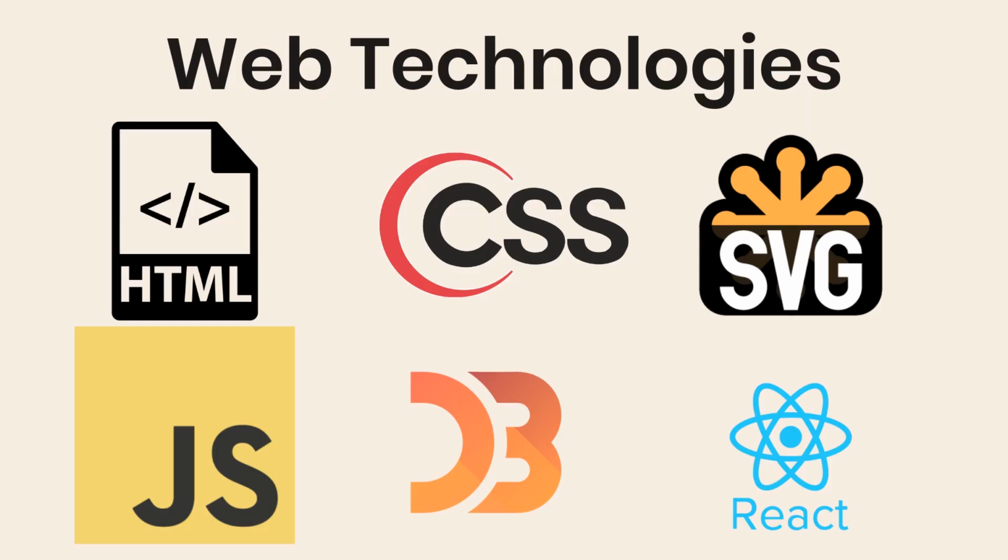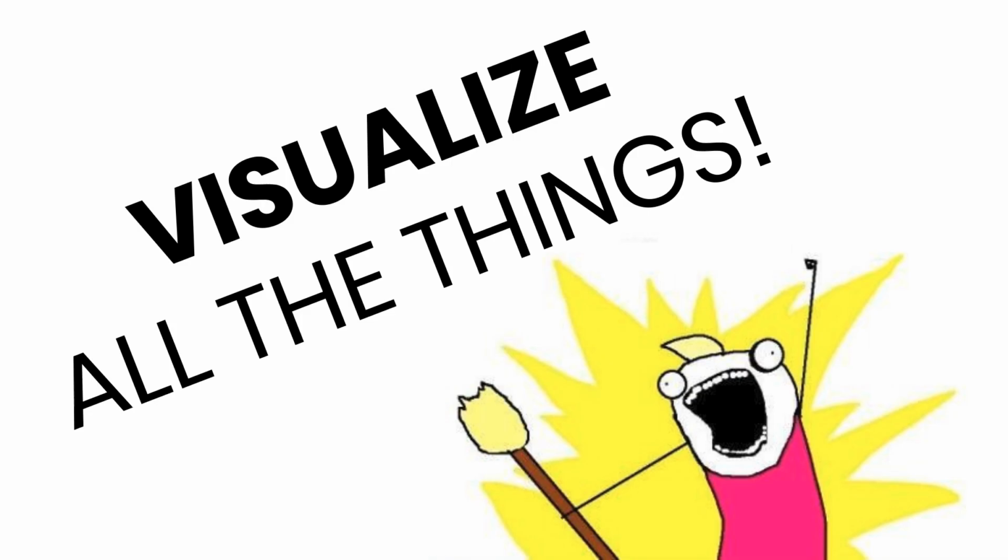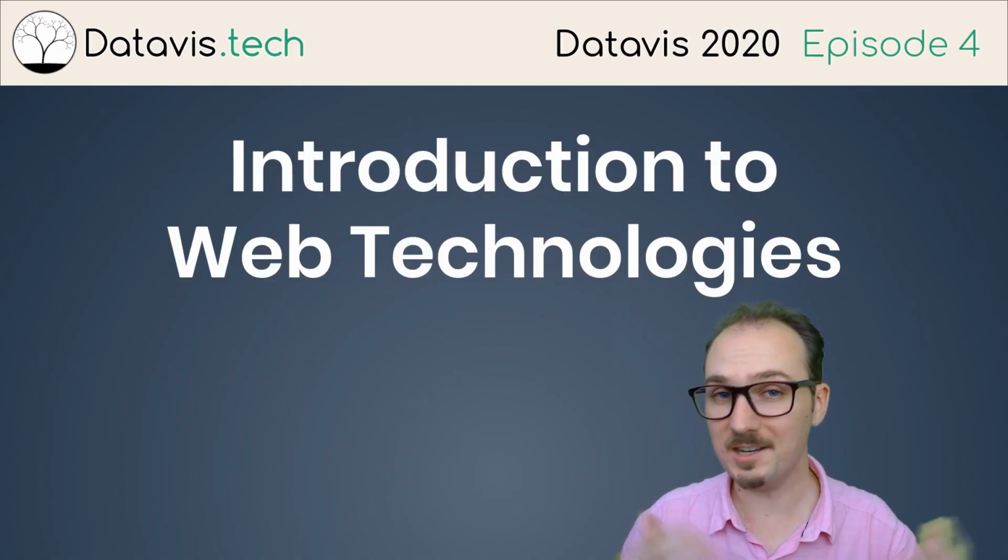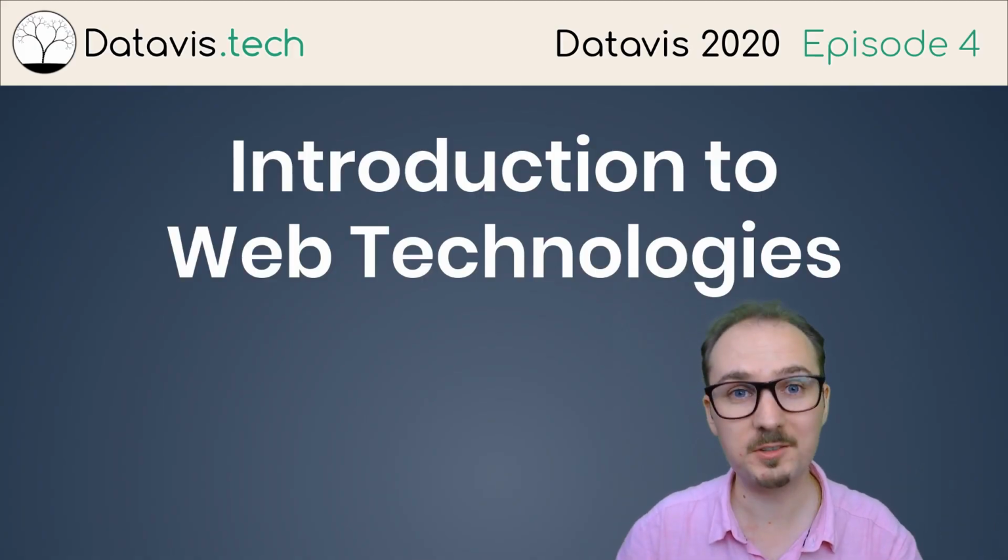So this is what I mean when I say web technologies: HTML, CSS, SVG, JavaScript, D3, and React. These are the technologies that we're going to work with for this course. With these technologies in hand, we can visualize all the things. That concludes our introduction to web technologies.